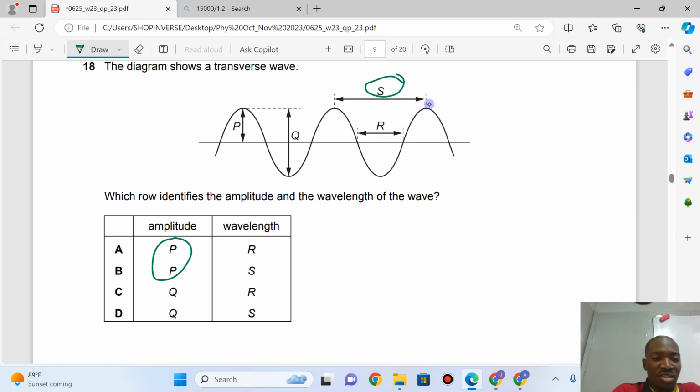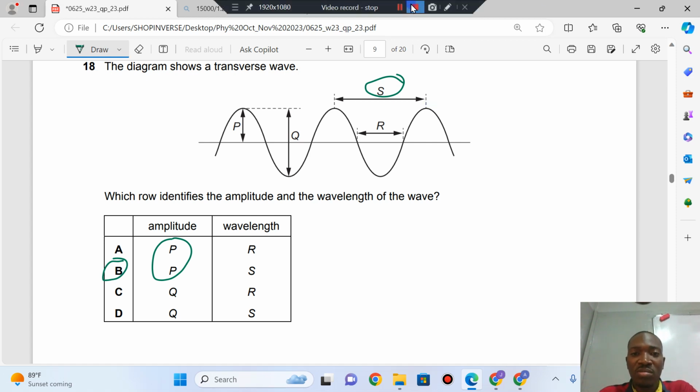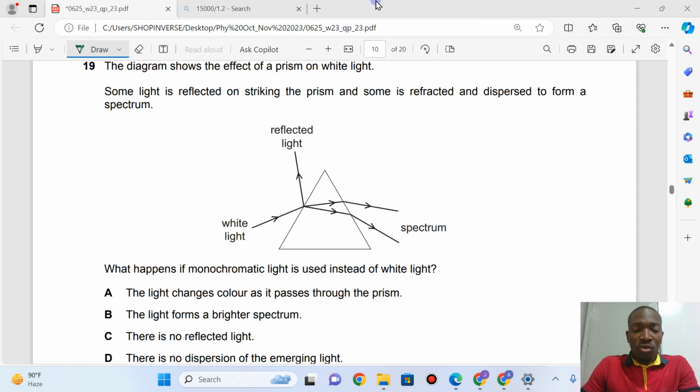So where do you have P and S? Option B. That's the correct answer to question number 18. We go straight to question number 19. Question number 19. The diagram shows the effects of a prism on white light. Some light is reflected on striking the prism, and some is refracted and dispersed to form a spectrum. What happens if monochromatic light is used instead of white light?